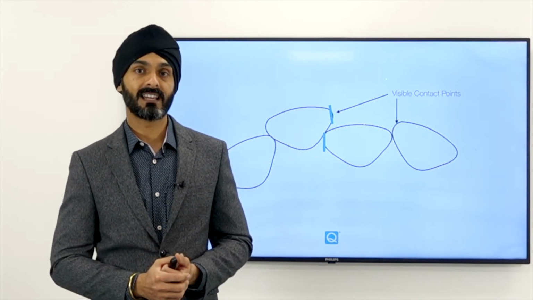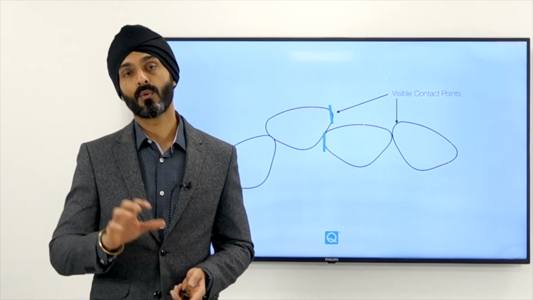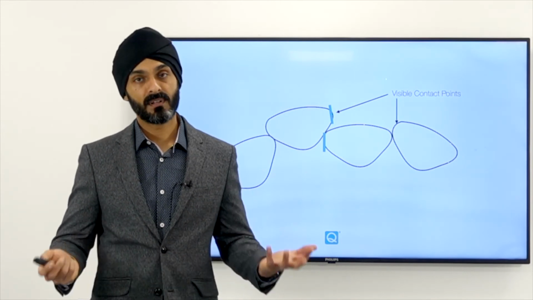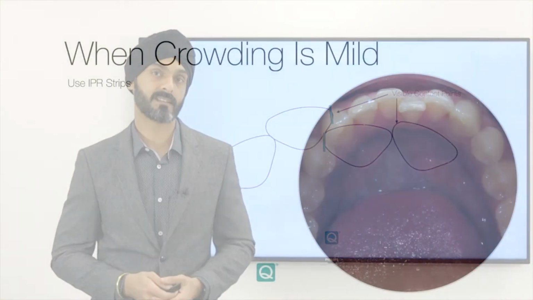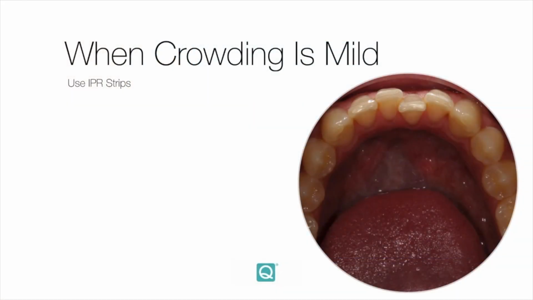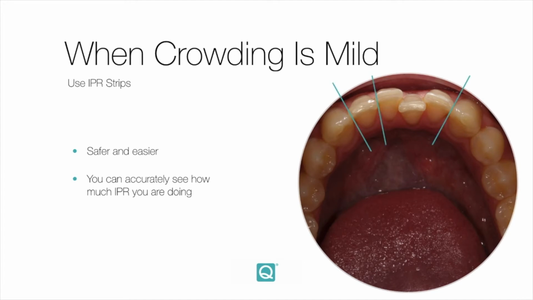So it's a good idea to take detailed photographs at every single stage when you do your IPR as well. And with a bit of experience, you can write down how much you estimate the IPR that you've done was. So really, when we've got crowded cases with just a mild amount of crowding, you rely more heavily on the IPR strips. It's much safer, it's easier, and it's easy to write down exactly how much IPR you've done and therefore keep accurate records. So here, where the blue lines are, would be ideal places to use the strips and get the space using the IPR strips like we mentioned.